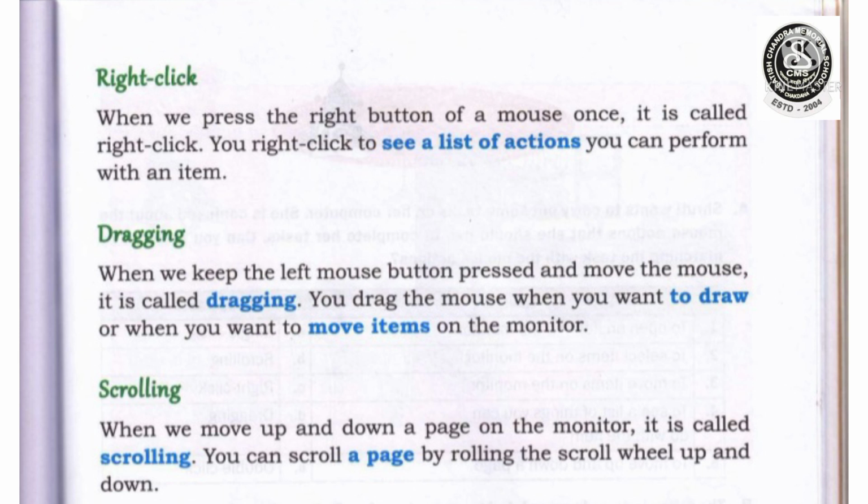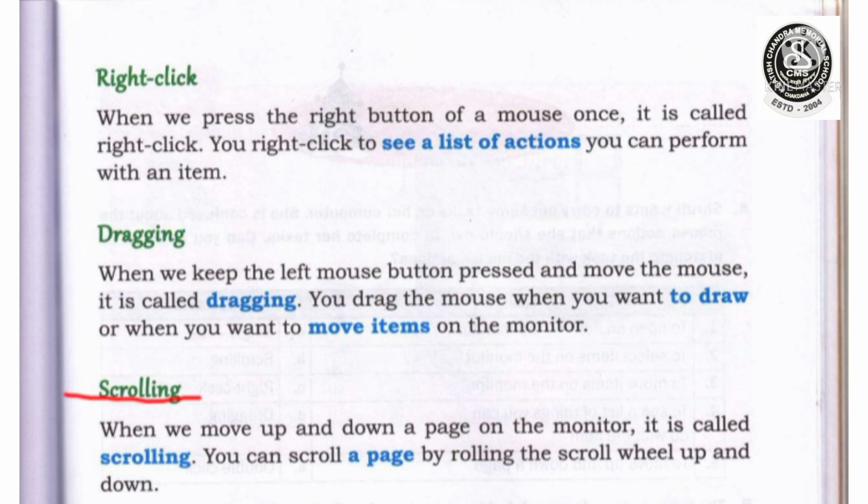Now the next one is dragging. So what do you mean by dragging? When we keep the left mouse button pressed and move the mouse, it is called dragging. You drag the mouse when you want to draw or when you want to move an item on the monitor. So students, for what purpose is dragging used? To draw something, or whenever you want to move items on the monitor, then we can use the mouse for dragging.